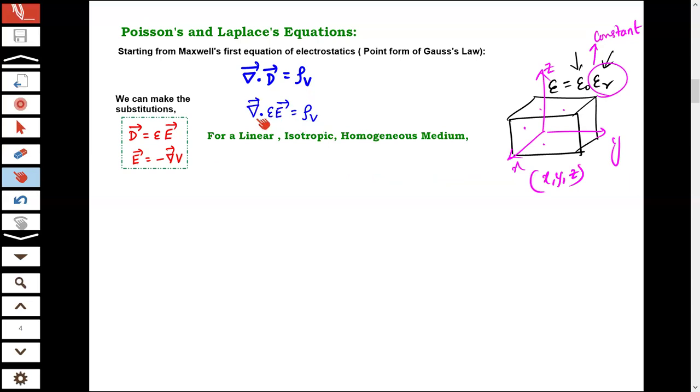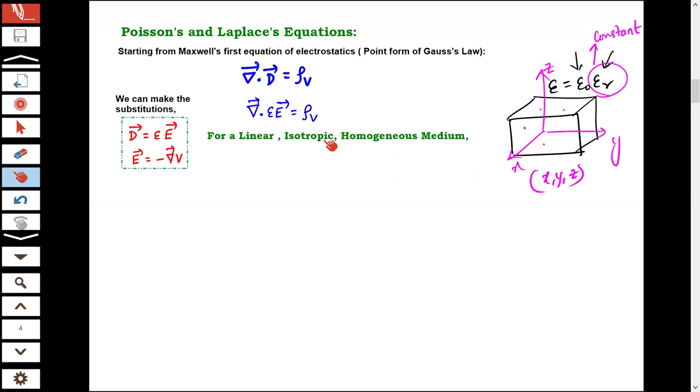Now, when we apply this divergence to E vector and epsilon, we should know what is the nature of this epsilon. The epsilon talks about the medium characteristics, which is the permittivity of the medium. We can write epsilon as epsilon naught multiplied with epsilon r. And we should know whether this epsilon r is isotropic or homogeneous, which means if this epsilon r is constant with respect to xyz and also in all three directions, then we can assume this epsilon is constant. That happens only if the medium is isotropic and homogeneous. Also, the variation of epsilon should be linear in nature.